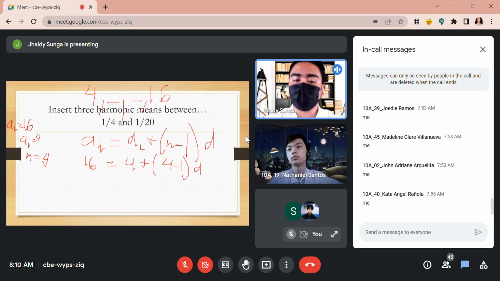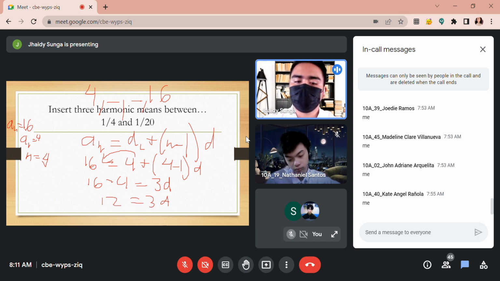So we put d. In this case, we can transfer this negative 4, right? So it will become 16 minus 4 is equal to 4 minus 1. The answer is 3, and d. So in this case, 16 minus 4, the answer is 12. Okay, so 12. So we have 3d.